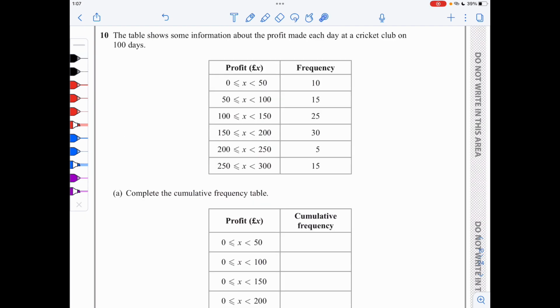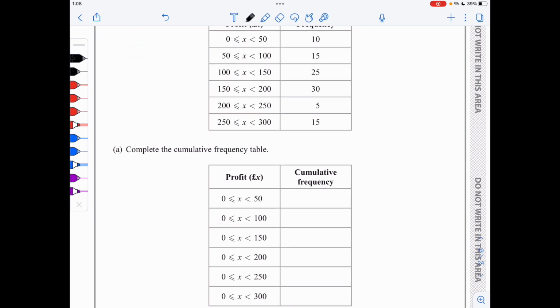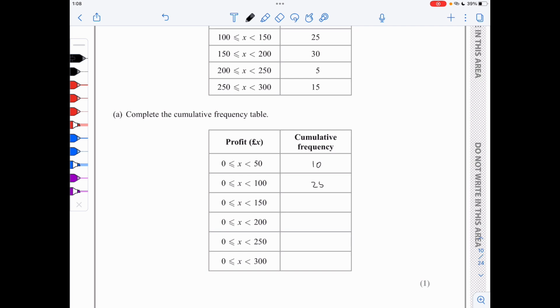In question 10, we've got the profit made each day at the cricket club on 100 days, and we need to complete the cumulative frequency table below. So we start with 10. Then 10 plus 15 is 25. If we add another 25, we go to 50. Plus 30 is 80, then 85, then 100.